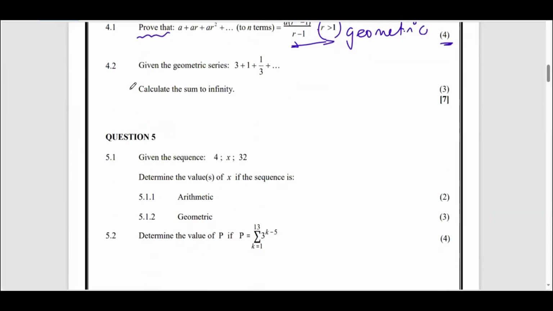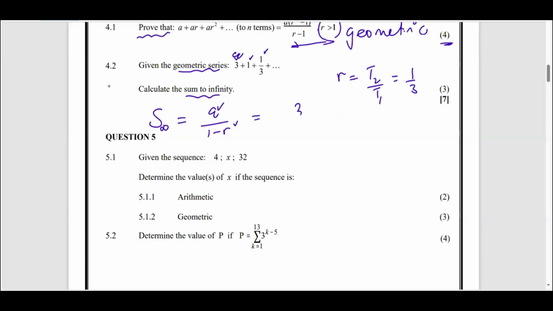Then 4.2, if we are given the geometric sequence 3 plus 1 plus a third and so on, they want us to get the sum to infinity. So what should guide you is the formula. We know that sum to infinity is given as a over 1 minus r. We know that a is the first term, which we already have, okay? And then r is the common ratio that we can get. So let's get the r, okay? So t2 over t1, which is 1 over 3, which is a third.